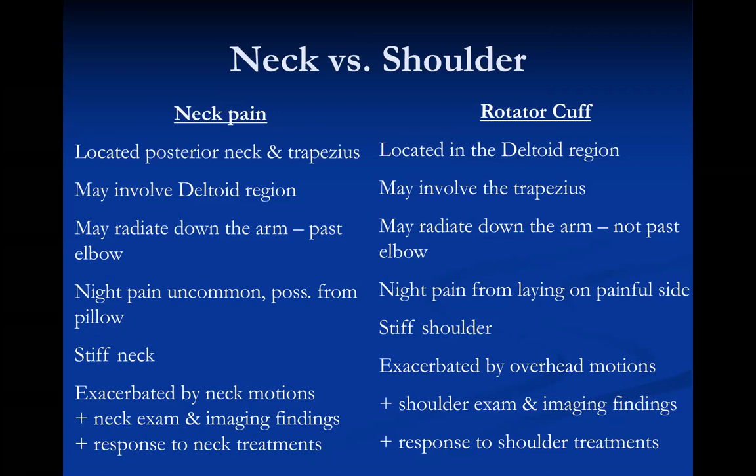Neck pain, cervical spine pain, nerve pinching from the neck, it may radiate down the arm again past the elbow. Rotator cuff issues tend not to radiate past the elbow. Night pain is not as common with a cervical spine issue as it is from a rotator cuff issue. A stiff neck versus stiff shoulder helps differentiate cervical spine and shoulder issues.